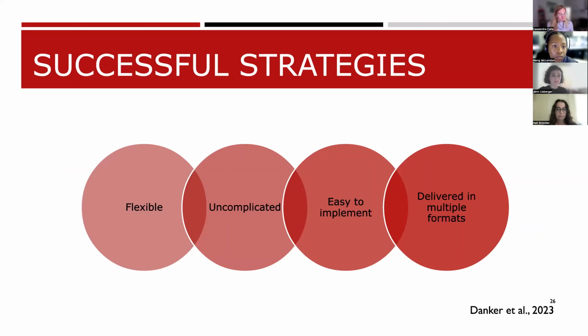So Danker and his colleagues identified 4 strategies that were successful for teaching communication partners all of the things that we just talked about, teaching them the operational skills, the access skills, the interaction. How do we teach people? There are 4 ways that we can be successful in this. It needs to be flexible. We need to teach them in a way that is uncomplicated and easy to implement. And then we need to deliver it in multiple formats.